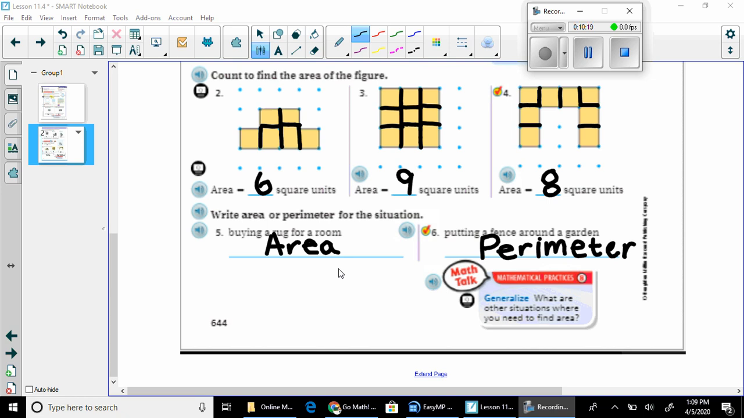Okay. If you're looking for extra practice with area, you can always check out Khan Academy, and I have assigned assignments on there as well as videos for more instruction or extra practice. Okay. All right. That is 11.4.